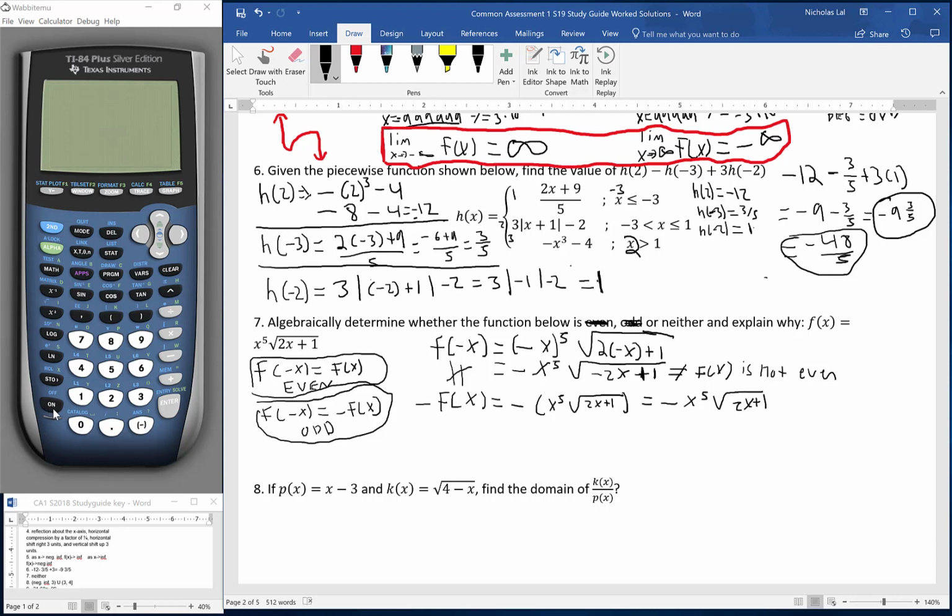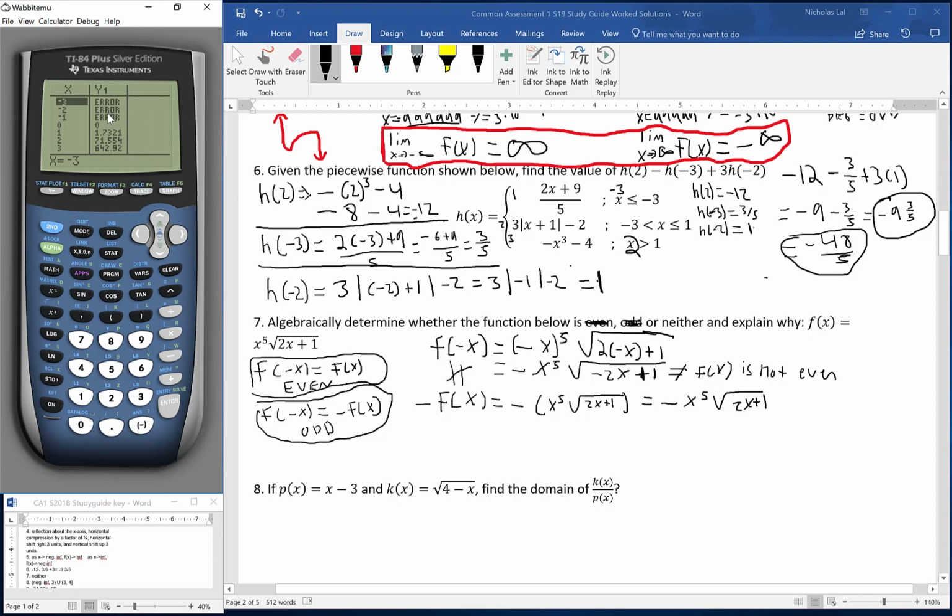Furthermore, let's just graph this function. I'm going to take my function, if I can get my calculator to turn on here, and enter x to the fifth times the square root of 2x plus 1. All right, and now I'm going to look at the table here. First I'm going to change my table set so that I start at 0 again. Now let's look at my values here.